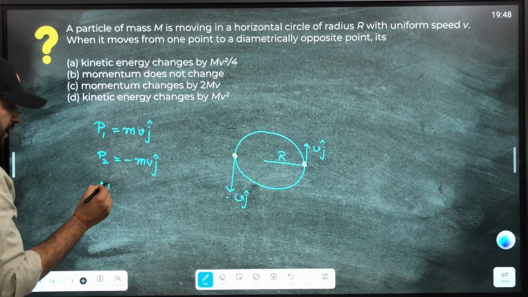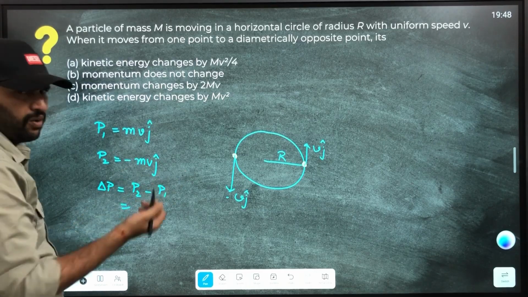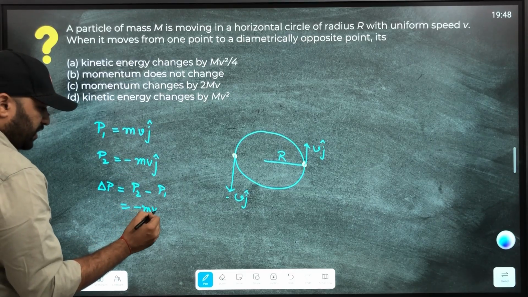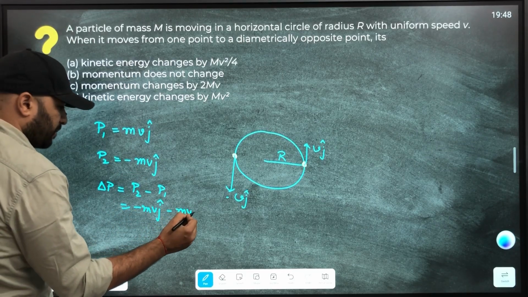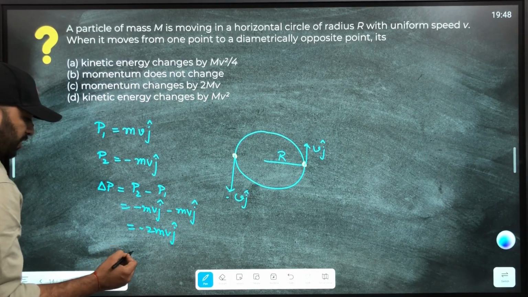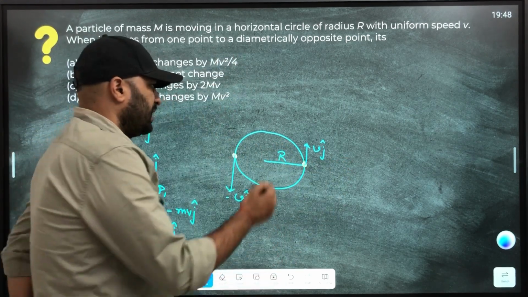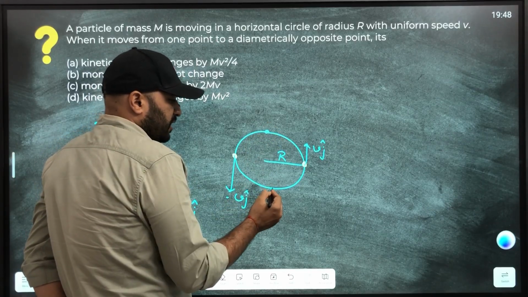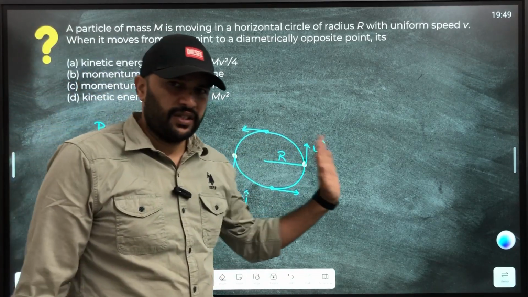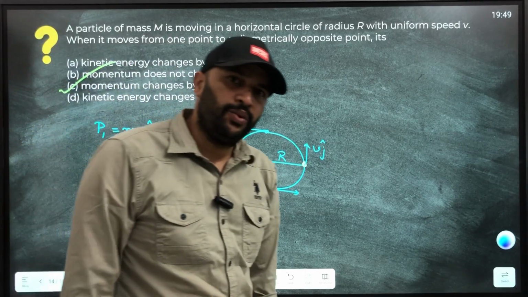So the change in momentum, delta P, will be P2 minus P1 or P1 minus P2; you can do it either way. So this will be minus mv j cap minus mv j cap, correct? So that will be equal to minus 2 mv j cap, or the change in momentum magnitude is 2 mv, correct? Sir, why are you saying 2 mv? Because somebody can take a diametrically opposite point at this point and this point also. You can call it this way, it doesn't make any difference. So we are ignoring the direction, we are just finding the magnitude. So it is 2 mv. So the correct option is option C. Momentum change will be 2 mv.